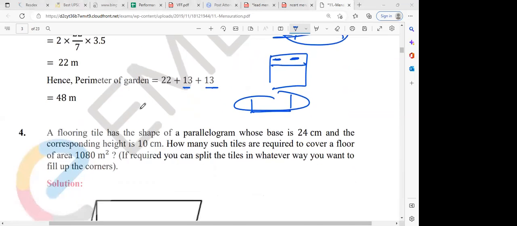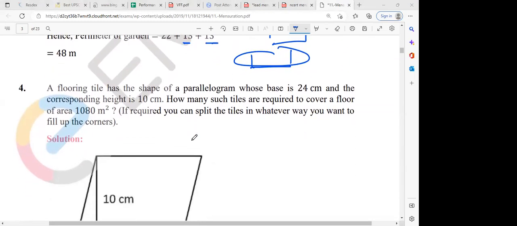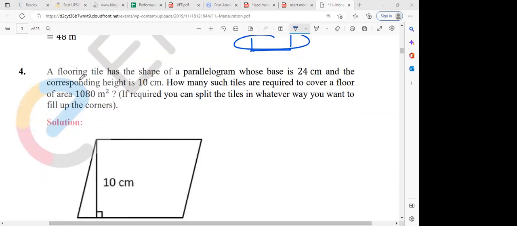Now coming to the last question, you will do this and then I'll leave you. Okay, so you can see this. A flooring tile has the shape of a parallelogram whose base is this and corresponding height is this. How many such tiles are required to cover a floor of this? So first of all, you need to find the area.